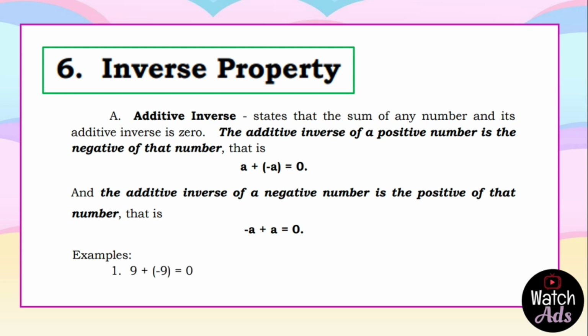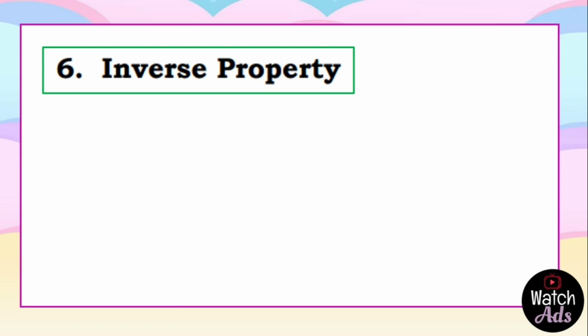Now let's put it in an example. The inverse of 9 is negative 9. Now 9 plus negative 9 is equal to 0. Negative 58 plus 58 is equal to 0. 99 plus negative 99 is equal to 0. Remember, in the inverse property, the answer is always the identity property.